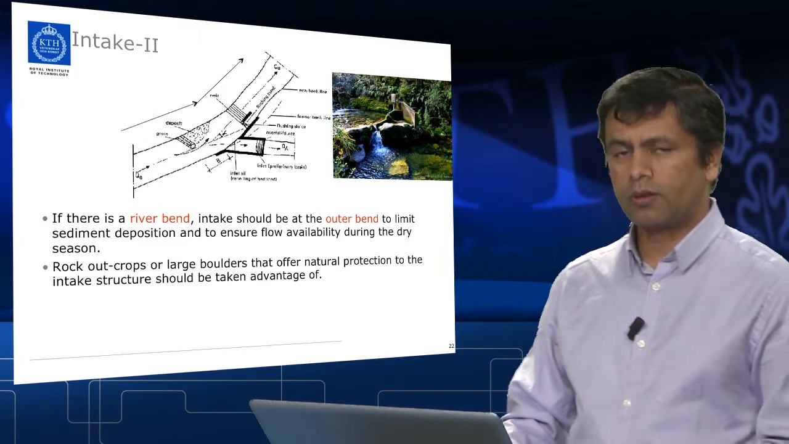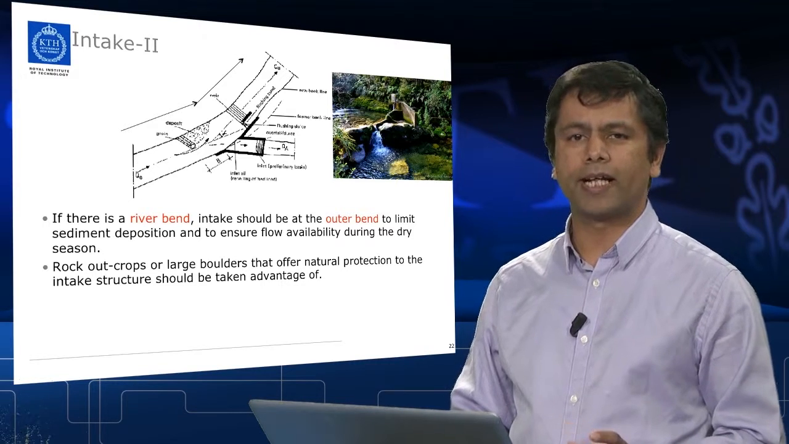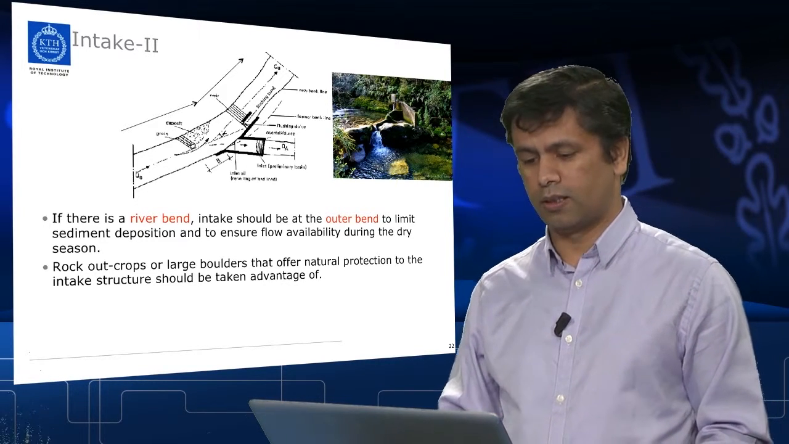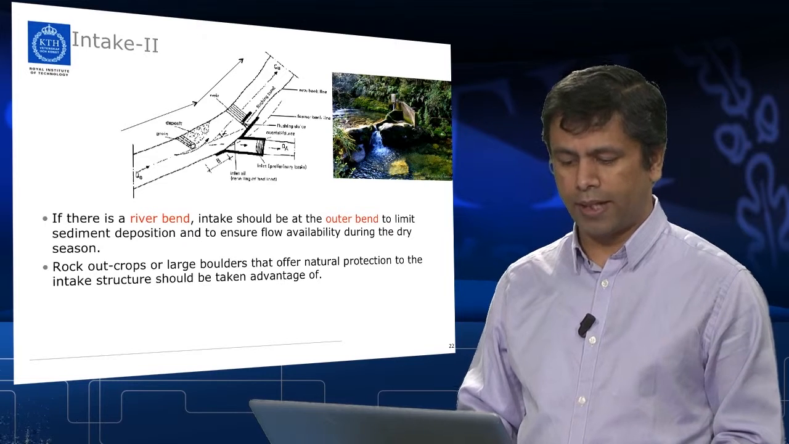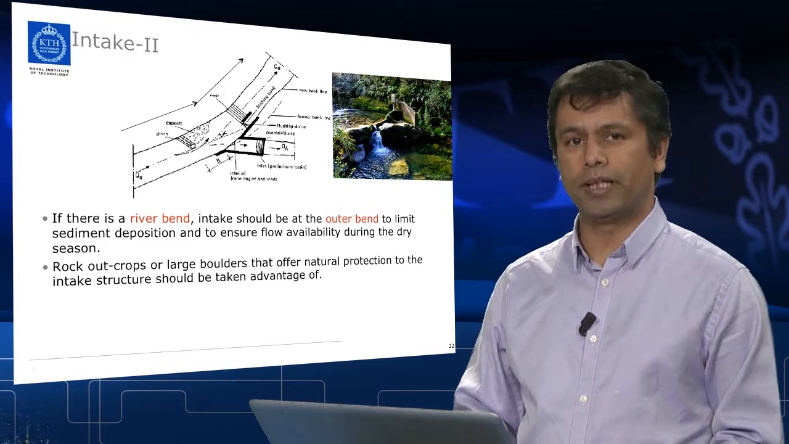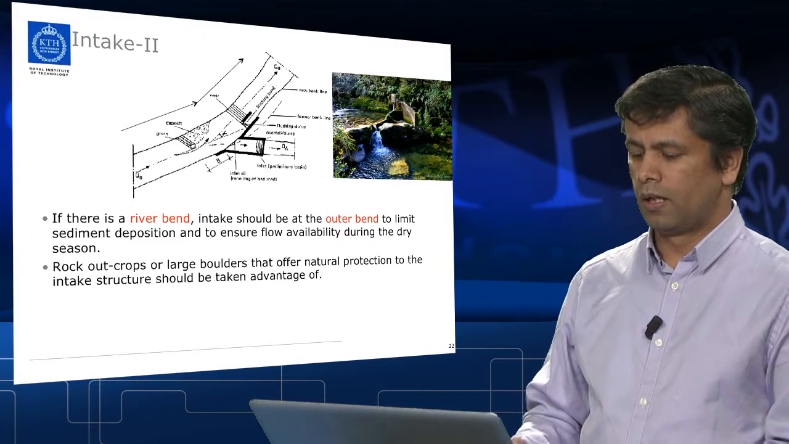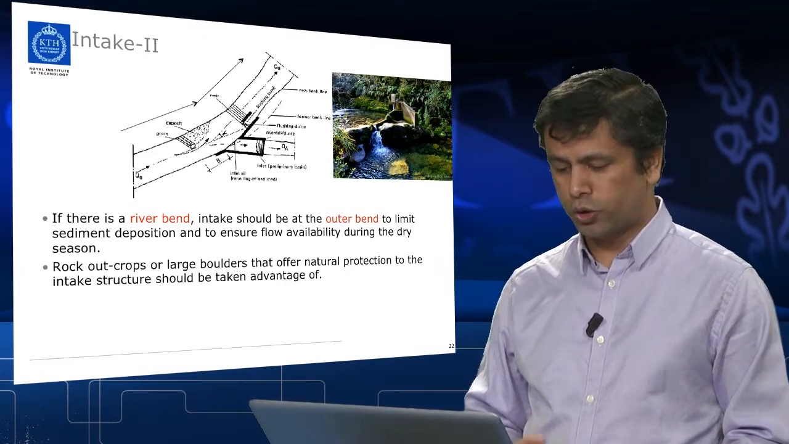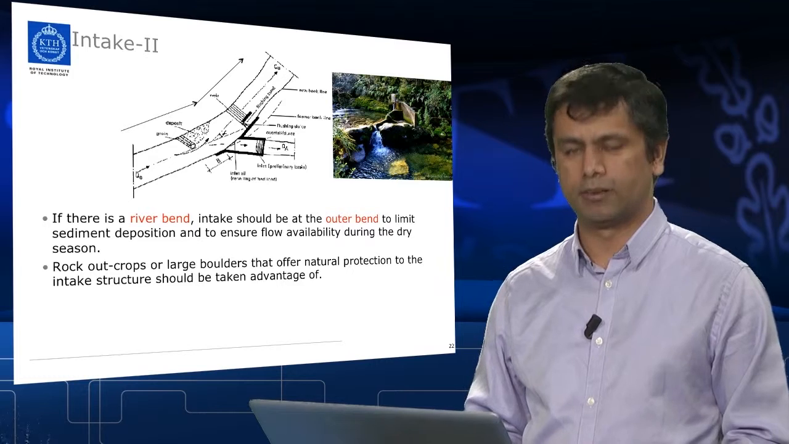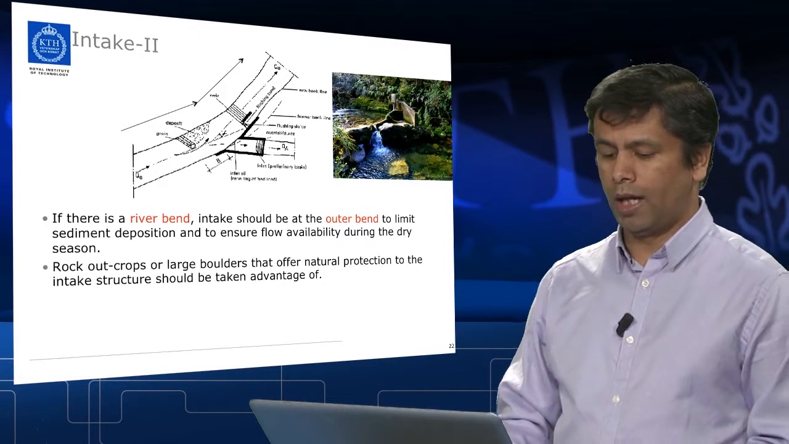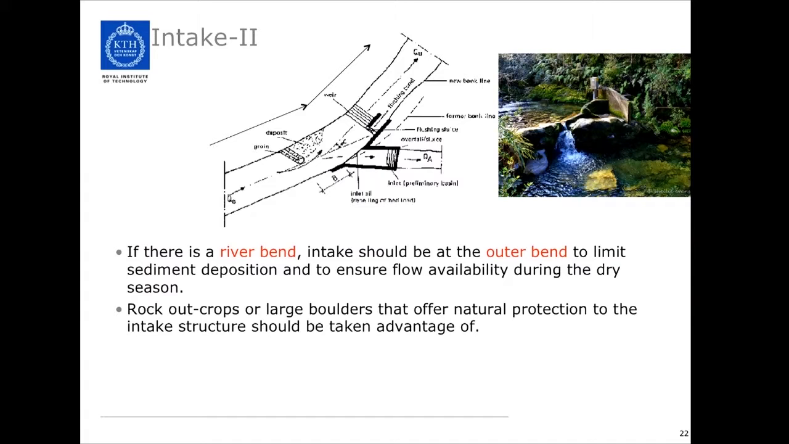Also, we should think of how to select the location for the intake. If there is a river bend, then the intake should be at the outer bend of the river to limit sediment deposition and also to ensure flow availability during the dry season. Areas with big boulders and vegetation are preferable for the intake because they can provide natural protection to the intake structure.